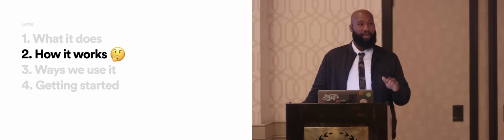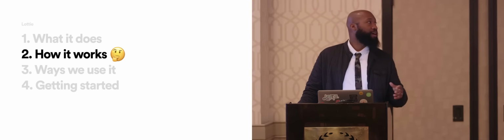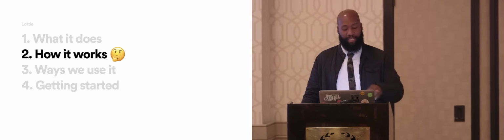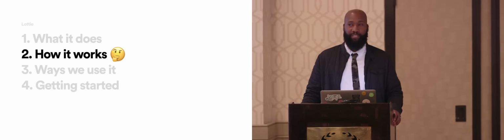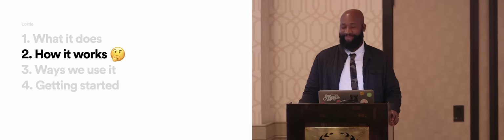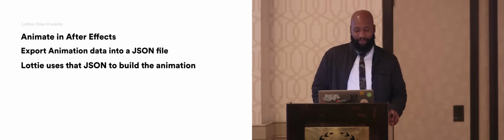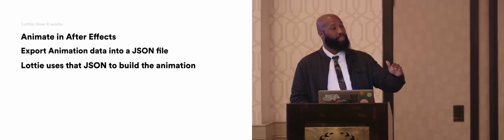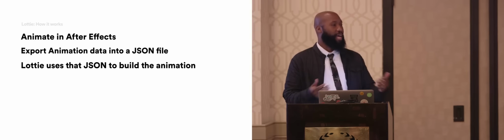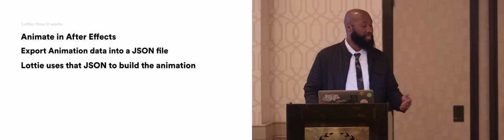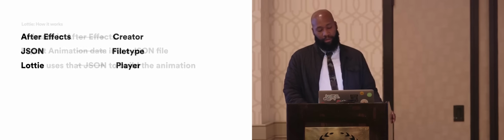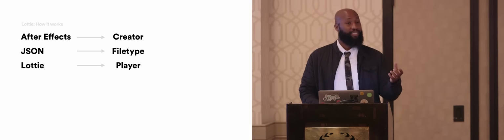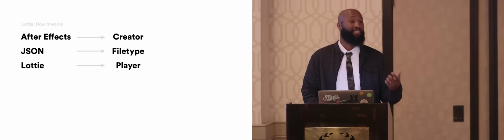Now that you've seen a little bit about how people are using it, I'm going to really dive deep into how it works, because I'm sure it seems a little bit like magic. So like I said before, you animate in After Effects, you export that data as a JSON file. Lottie uses that JSON file to build the animation. To break it down a little bit more, After Effects is the creator, the JSON file is the file type, Lottie is the player.